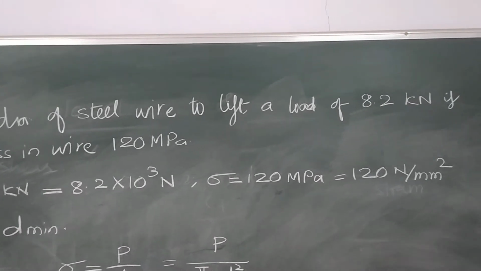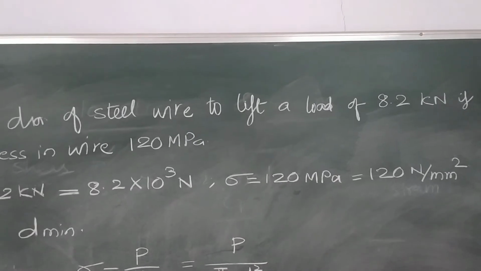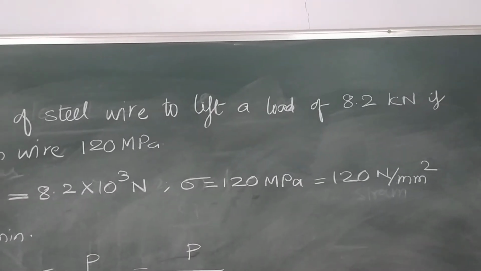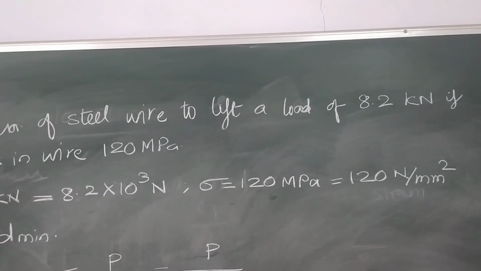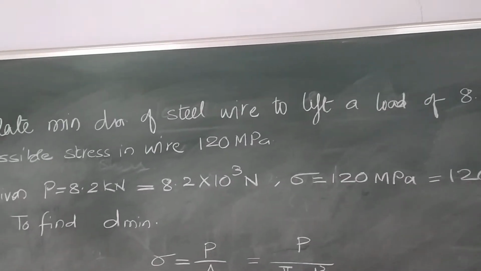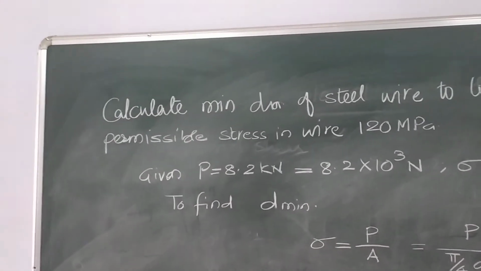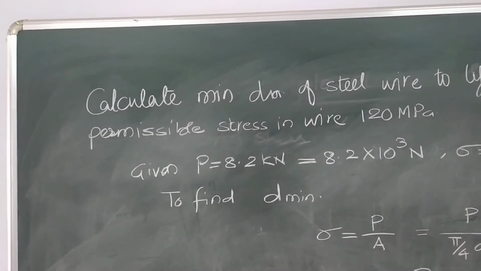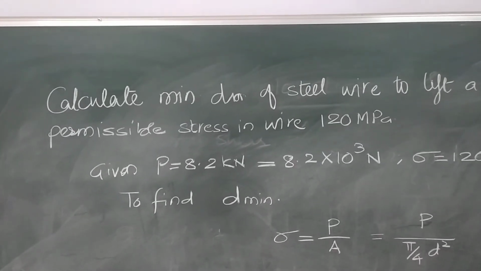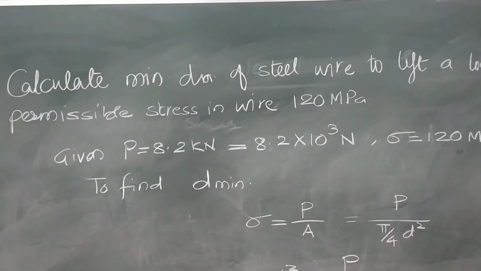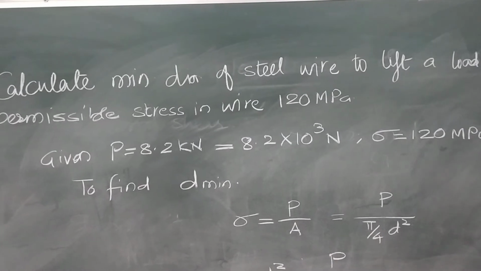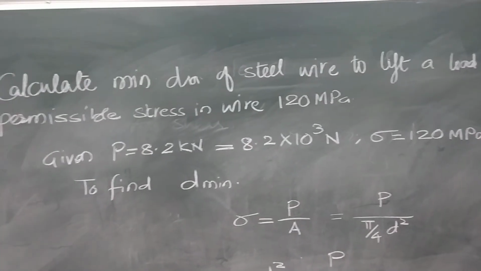In the last lecture I told you megapascal is nothing but Newton per mm square. So 120 Newton per mm square. And as you know, this is a circular cross section wire, so the area is pi by 4 into d square. So let us solve this problem: given, and to find minimum possible diameter.